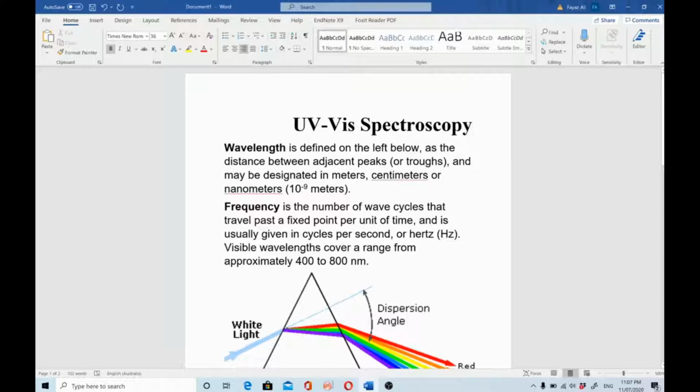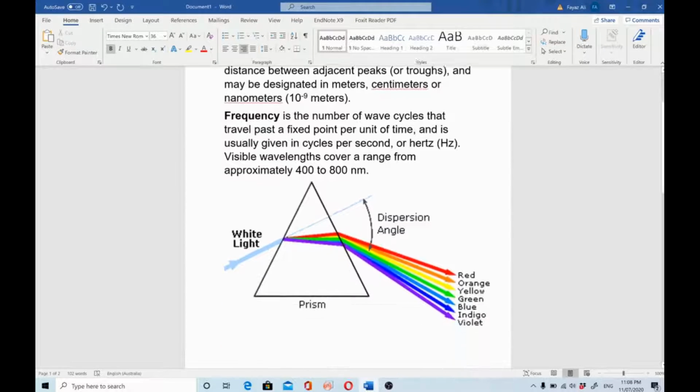This is the wavelength. It's defined as the distance between adjacent peaks or troughs, and may be designated in meters, centimeters or nanometers, like 10 power minus 9 meters. Frequency and wavelength are inversely related to each other. Frequency is the number of wave cycles that travel past a fixed point per unit of time, and its unit is hertz, and wavelengths are defined in nanometers in UV visible.